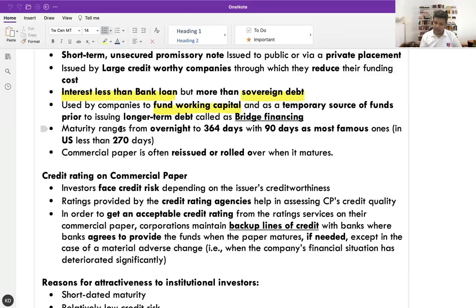They're issued to fund working capital needs and at times as a temporary source of funds prior to longer-term debt, called bridge financing. Yes, this is very interesting. Let's say I am constructing a plant of, let's say, $20 million. Now I need $20 million of funding. If I go to the market to arrange for funds, it will probably not happen overnight. Am I correct? Do you easily get funds? Is there an online app which directly gives you 20 or $100 million?